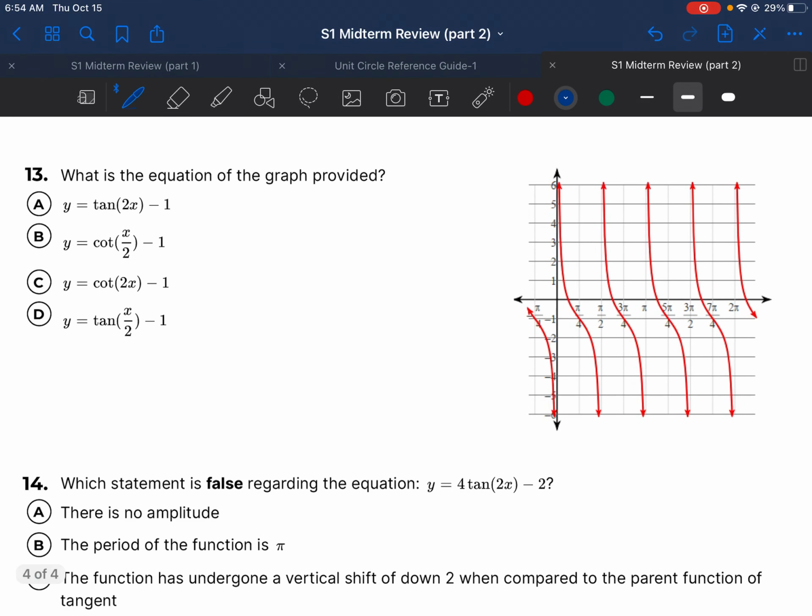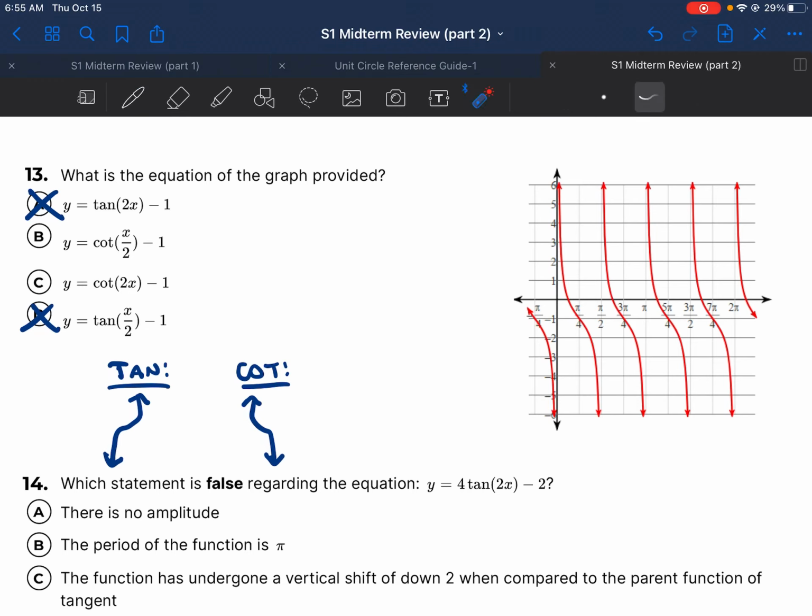Okay, next looking at number 13 here. It says, what is the equation of the graph provided? Now, let's think about some answer choices that we can eliminate right off the bat. Two of our answer choices are tangent curves. Two of our answer choices are cotangent curves. Let's think about what tangent looks like real quick. Tangent looks like that. Cotangent looks like that. We definitely have cotangent curves. So let's go ahead and eliminate A and D.